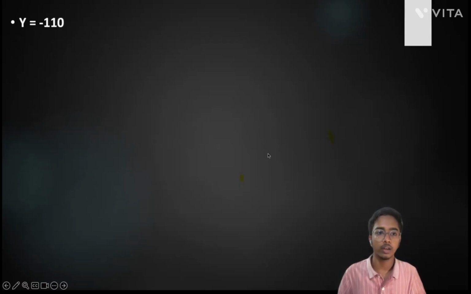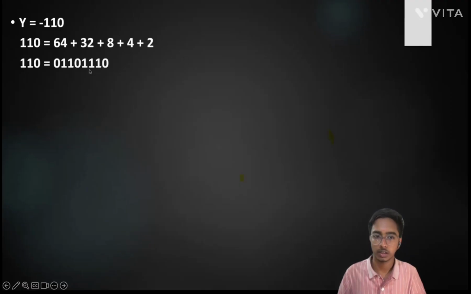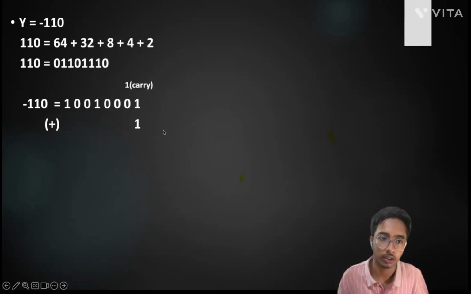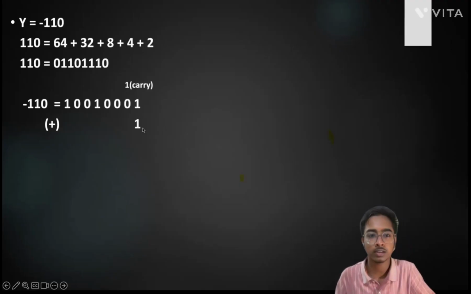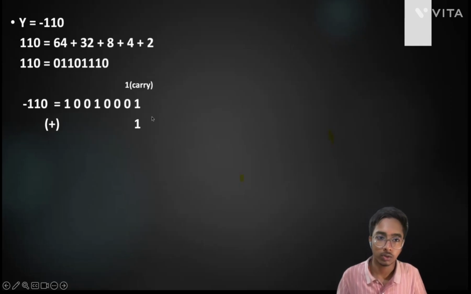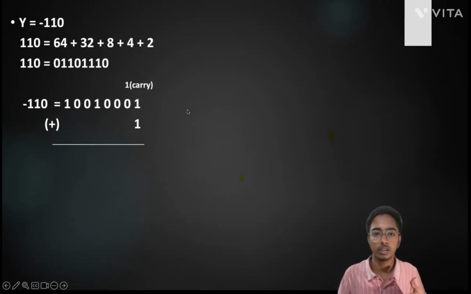Moving forward, y is given to be minus 110. Taking the modulus of it, it is 110, which can be represented as 64 plus 32 plus 8 plus 4 plus 2. Then representing it in binary, inverting the bits, and then adding 1. So here comes some interesting part. When we add 1 and 1, the result is 1, 0, so 1 will be carried forward to the next one. And then again, the same arithmetic operation which we typically do.